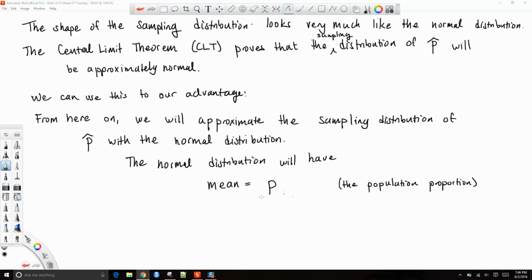So the mean is going to be P, and the standard deviation is just going to be this formula. There's really not much we can do about it. It's the square root of P times 1 minus P, divided by N. That's the standard deviation.